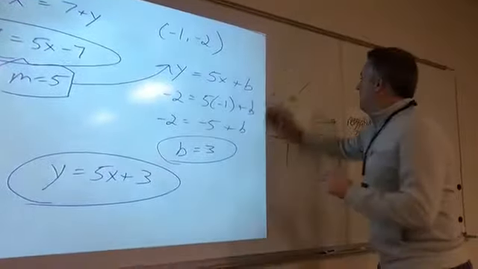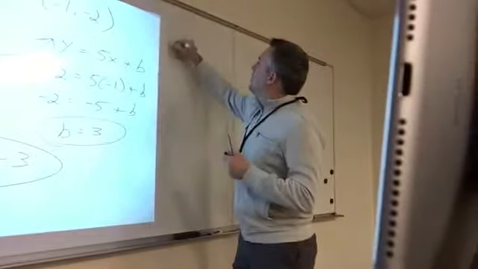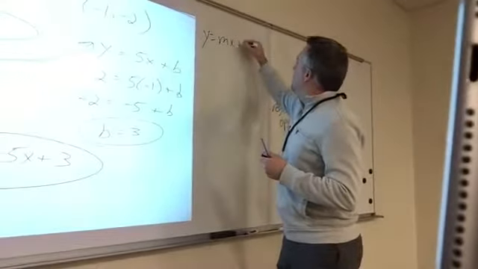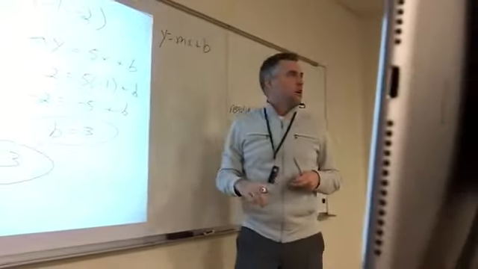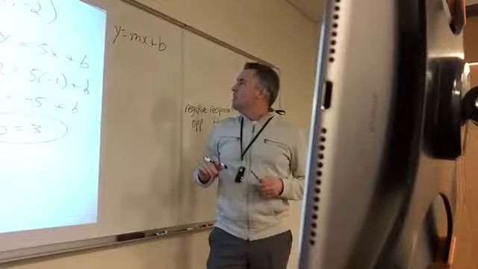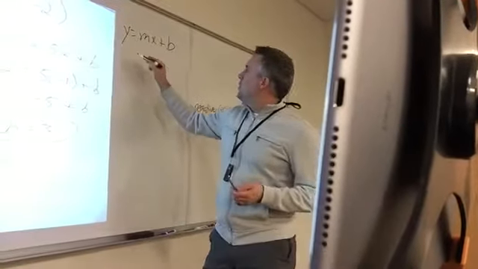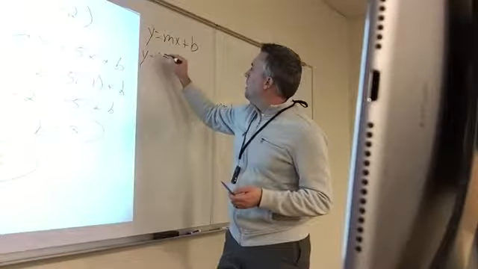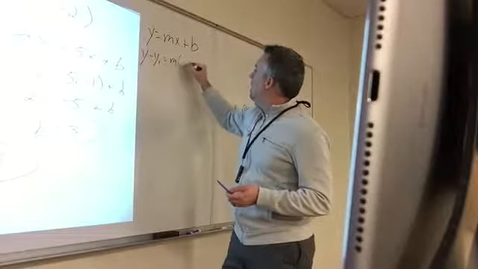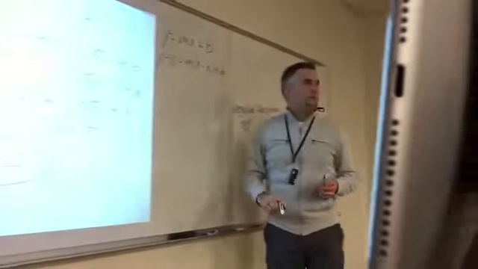This is what we call slope-intercept form. y equals mx plus b. That's probably our more popular version of a line. But they also do this one, where there's y minus y1 equals m times x minus x1. It's what they call point-slope form.